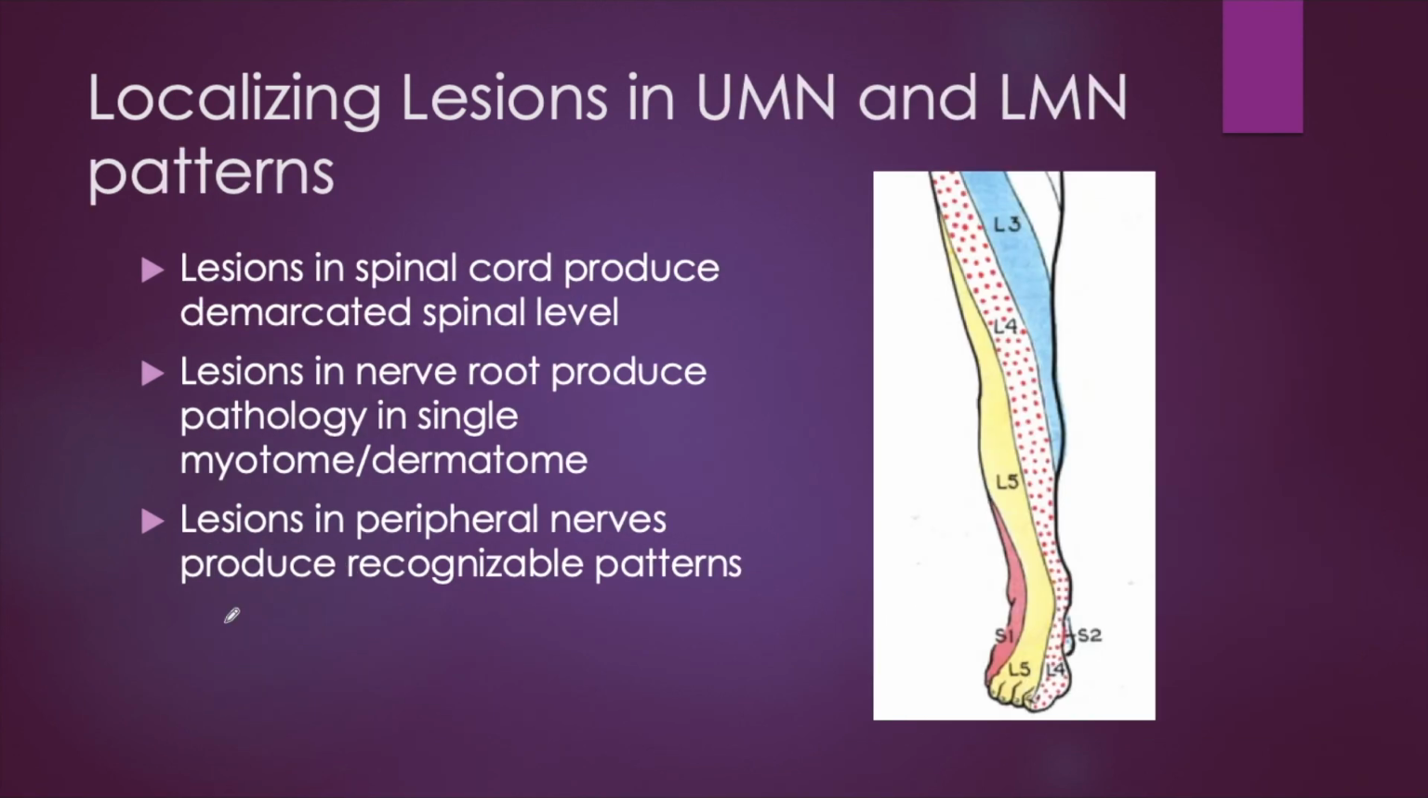Lesions in the spinal cord tend to produce a spinal level, where all myotomes below it are weak and all dermatomes below it have sensory loss. If there is a lesion in the nerve root from a radiculopathy, there tends to be weakness, pain, and sensory loss in a single corresponding myotome and dermatome. And if there's a mononeuropathy, there are characteristic patterns, such as the patterns in a median nerve palsy or a peroneal nerve palsy.